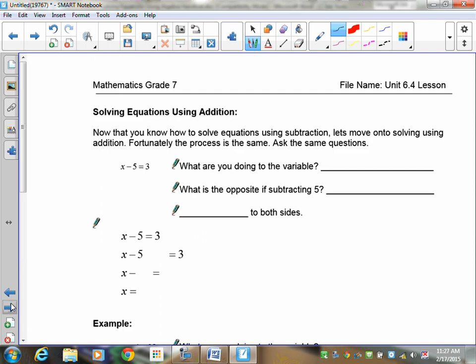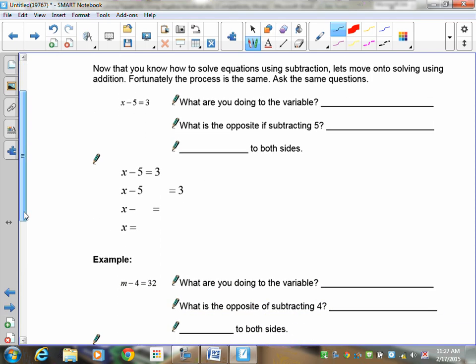So now that you know how to solve equations using subtraction, which means you put a negative with the positive you're given, let's go and do the next one. Okay? Here we've got x minus 5 is equal to 3. So what am I doing to the variable? Well, here's my variable. That's what's happening. So I'm minusing 5. What's the opposite of minusing 5? I'm going to plus 5. So I need to add 5 to both sides.